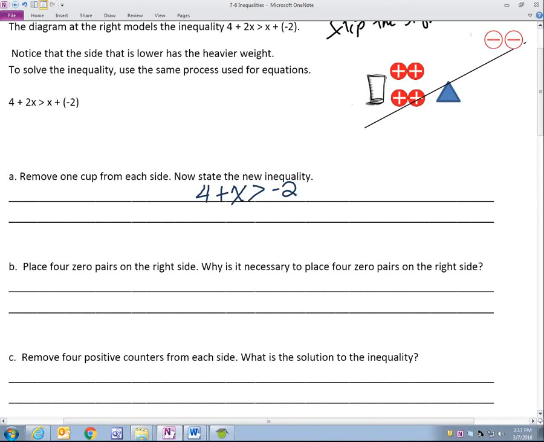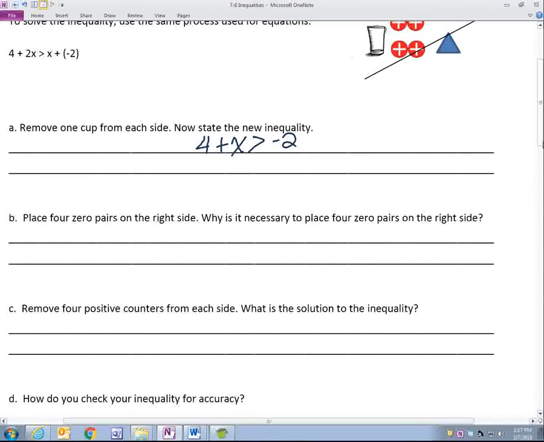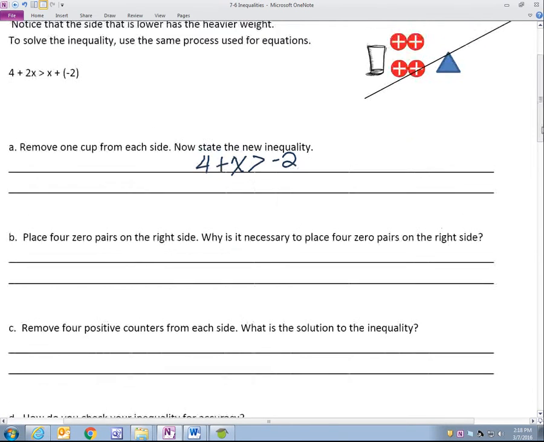4 plus x is greater than negative 2. That's what you should have, because we have 4 integers plus x is greater than negative 2. Now, this is the part where I don't know how much this helps many people. But it's in the textbook, it's in the curriculum, so I'm going to do it. We're going to place 4 zero pairs on the right side.